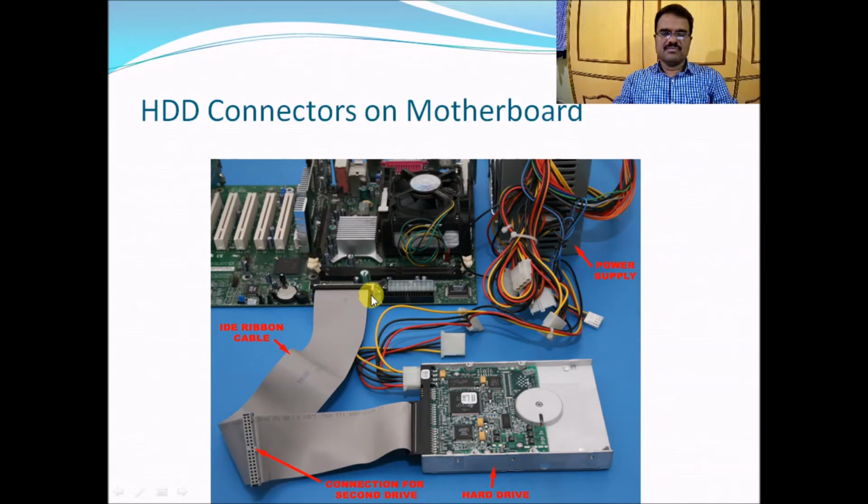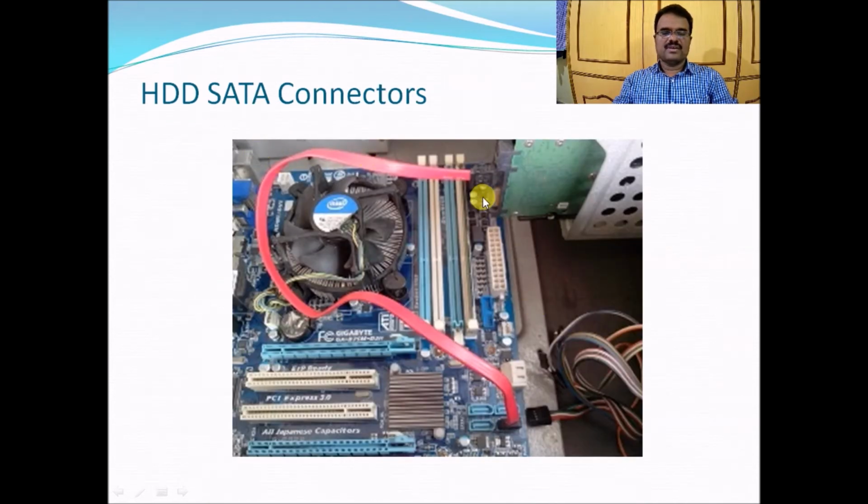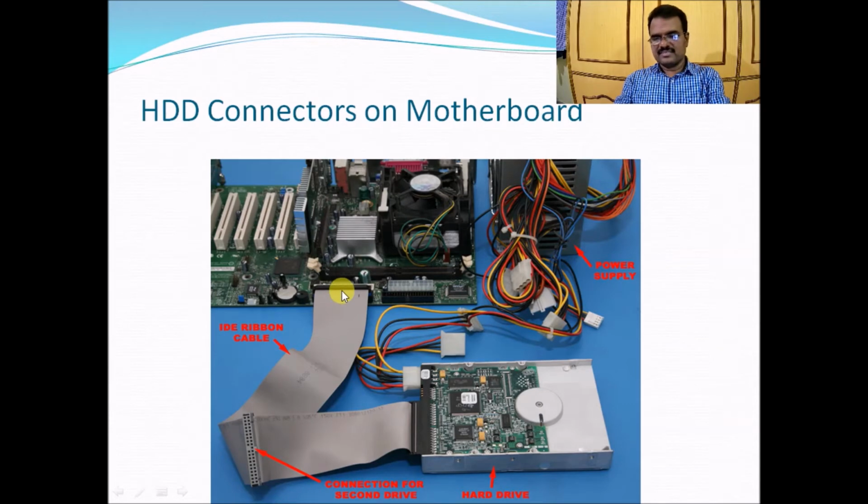Here this is the connector on the motherboard for connecting the hard disk, and this is the hard disk. Here we have another type of connector, the SATA connector, used to connect hard disk drives, CD-ROM drives, etc. Here we have 4 SATA connectors available on the motherboard. By using this we are connecting the hard disk. This is a SATA cable. This end we have connected to the motherboard, and this end we have connected to the hard disk drive. So these are SATA hard disk drive connectors and IDE hard disk drive connectors.